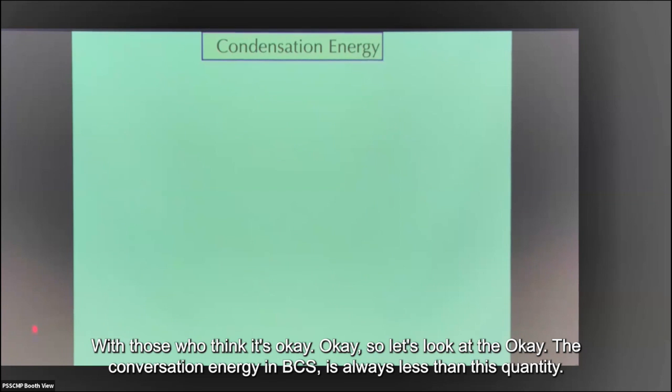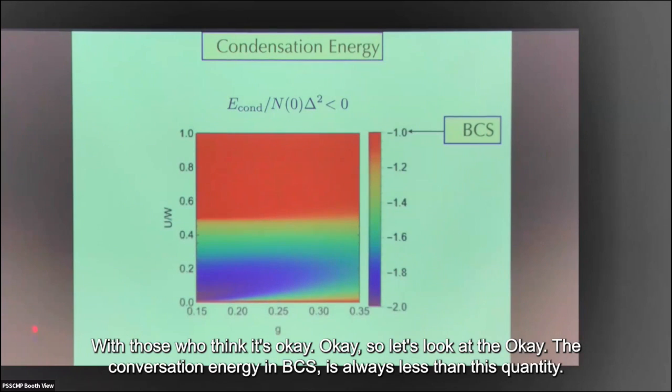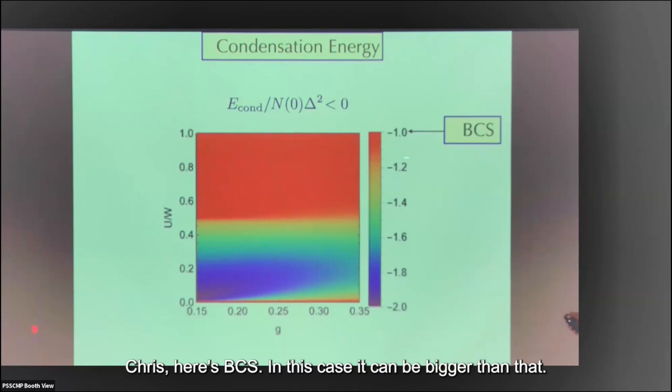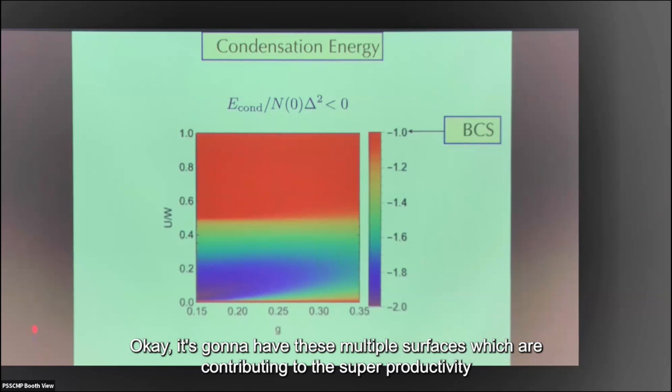So let's look at the condensation energy. The condensation energy in BCS is always less than this quantity. Here's BCS. In this case, it can be bigger than that. And it's because you have these multiple surfaces which are contributing to the superconductivity.